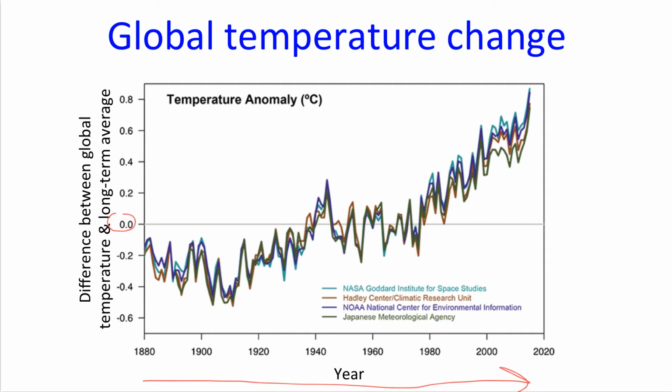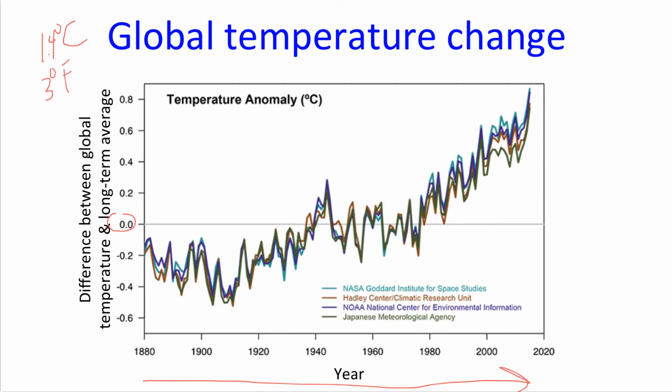And you can see the entire range here is from 0.8 down to minus 0.6. So that's a range of about 1.4 degrees. But this is Celsius, and the Celsius degree is in the ballpark of 2 degrees Fahrenheit. So this is in the ballpark of 3 degrees Fahrenheit.